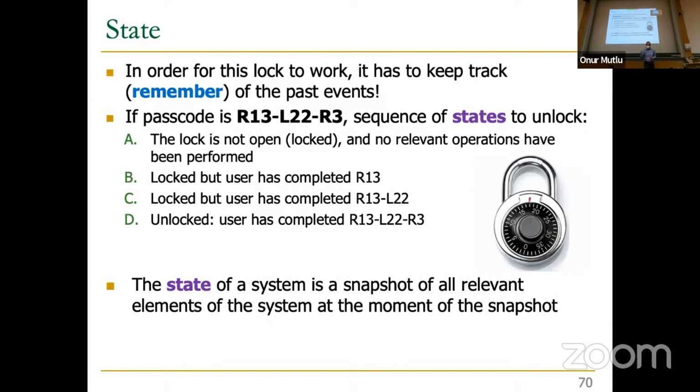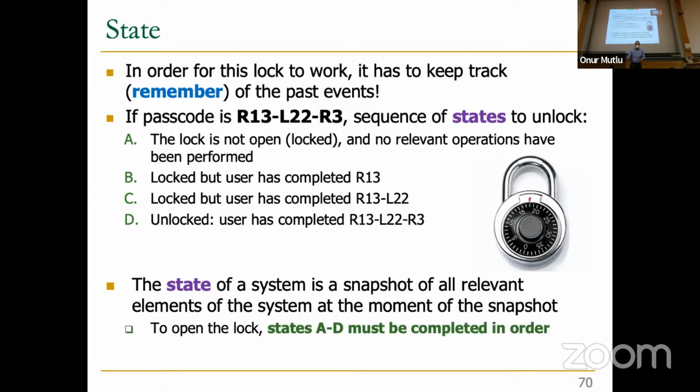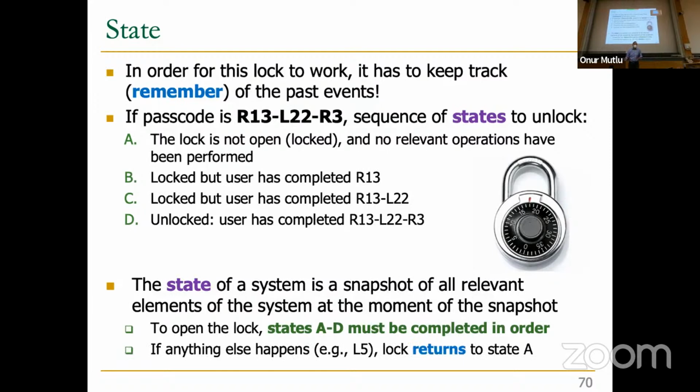We'll see the state diagram in a little bit. The state of a system is really a snapshot of all relevant elements of the system at the moment of the snapshot. Maybe this is a mouthful, but basically, to open the lock, states A through D must be completed in order. If you make a mistake at any point, like anything else happens, if you turn left 5, for example, for some reason, the lock returns to state A. So you need to start over. Makes sense, right? Of course, you can build a different lock that operates on a different principle, with a different state diagram. But I'm describing the state diagram of reasonably commonly used sequential locks.